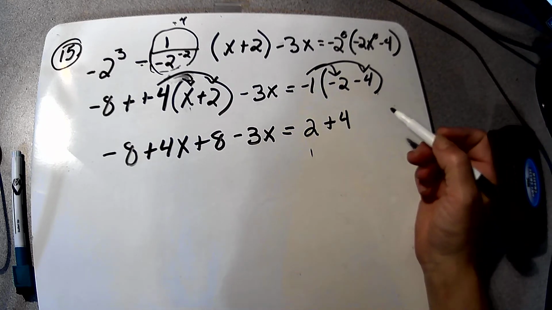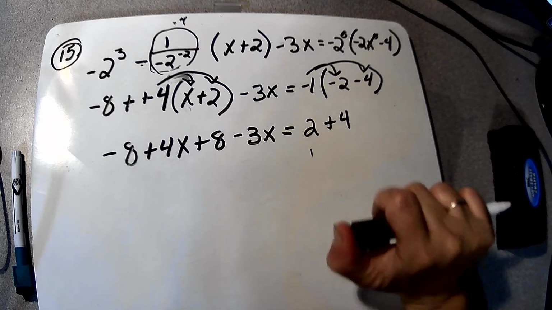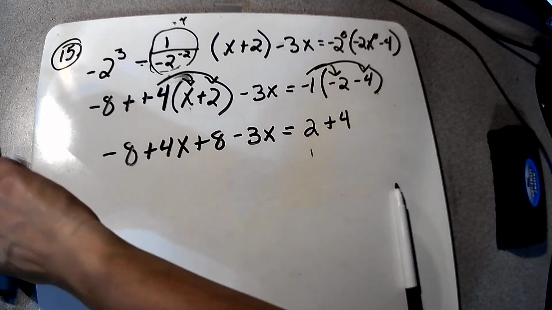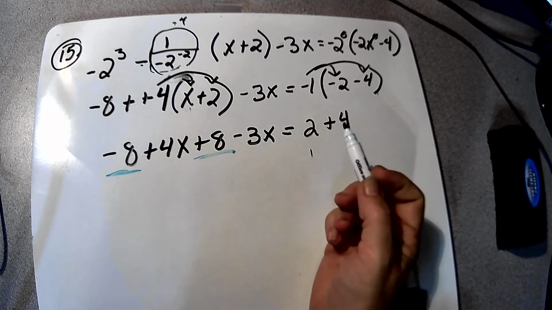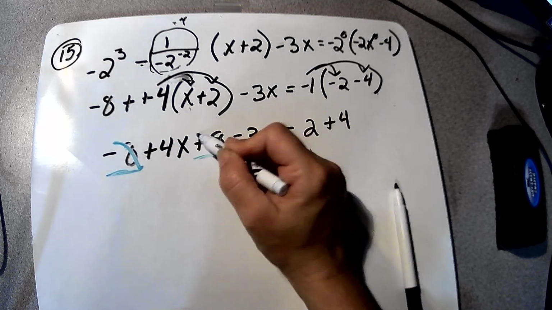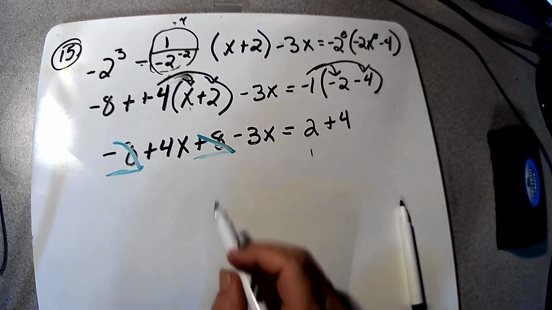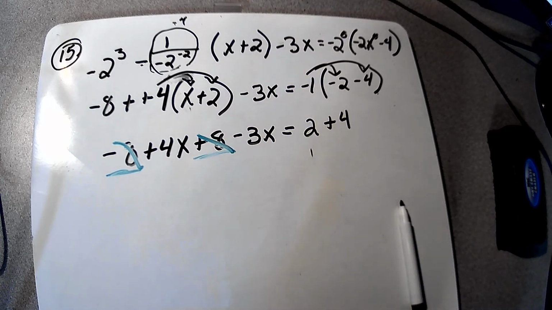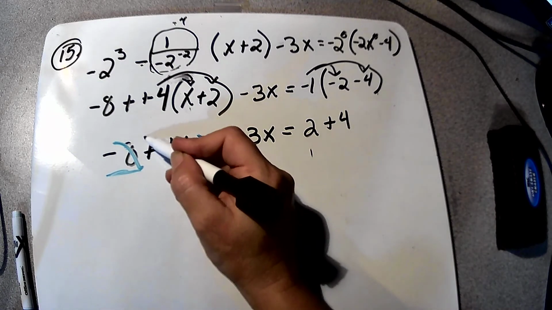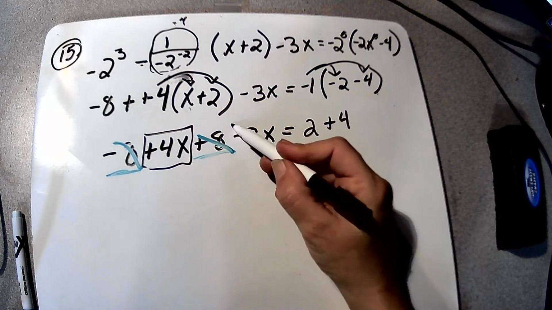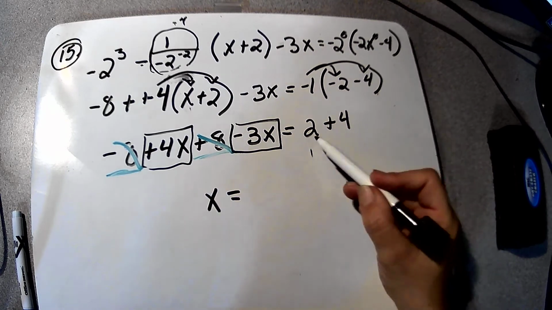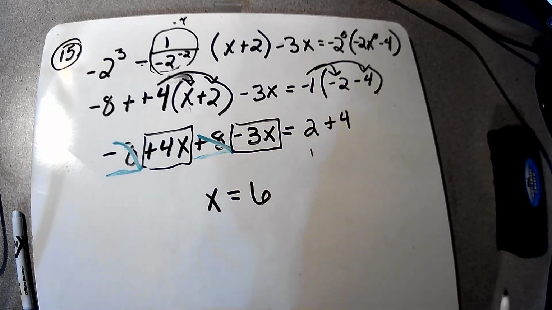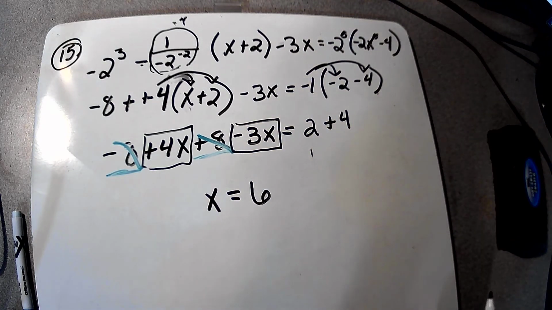Okay, so now we're going to combine like terms. On this side, we've got negative 8 and positive 8. Those just cancel. So we don't have any constants on that side. We do have these x's. Positive 4x minus 3x. That would just leave us with 1x. And 2 plus 4 is 6. So the answer to that one's 6. That one worked out nicely.